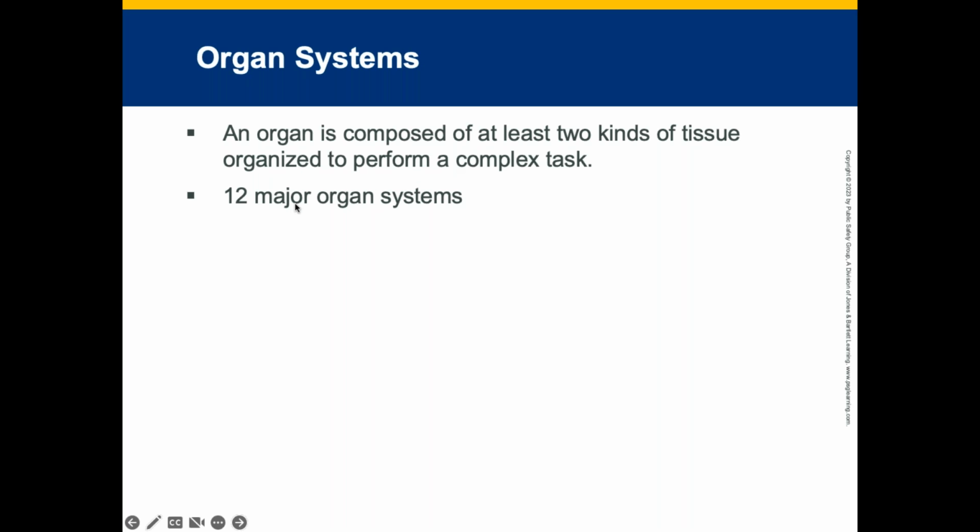All right. So there are 12 major organ systems. An organ system is composed of at least two kinds of tissue that are organized to perform a complex task. Here are the 12 that we have. Integumentary, skin, skeletal, muscular, nervous, endocrine, circulatory, lymphatic, immune, respiratory, digestive, urinary, and reproductive.